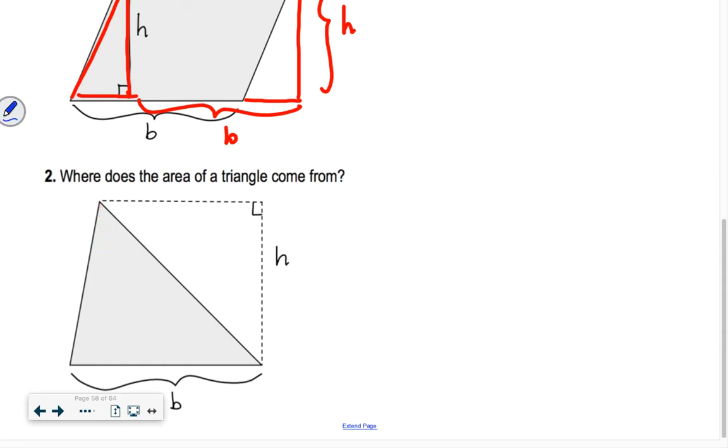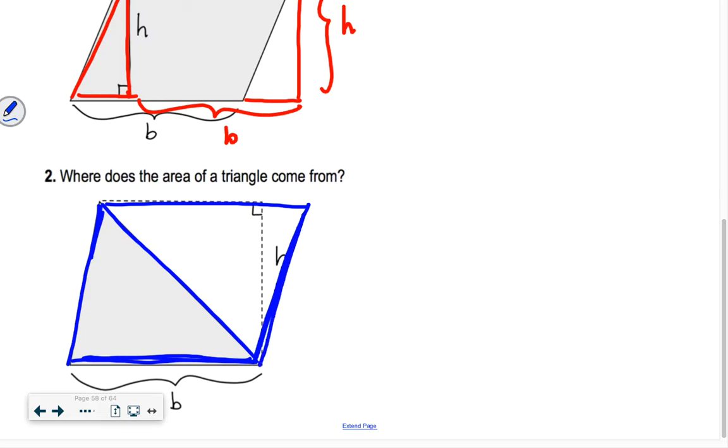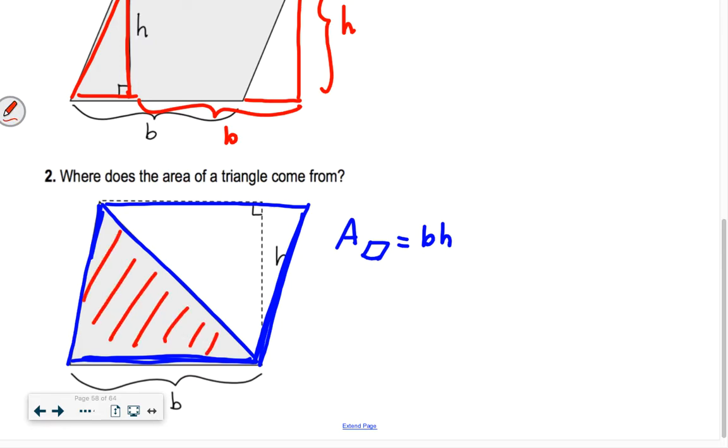Okay, so let's make this. Do you guys see this right here? What if I add it to another triangle that's exactly its size? Right there. Do we see it? Do we get a parallelogram? Yes. What's the area of the parallelogram? Base times height, right? So what do we have? We have half that picture. So the area of our triangle is half of a parallelogram, which is half base times height.